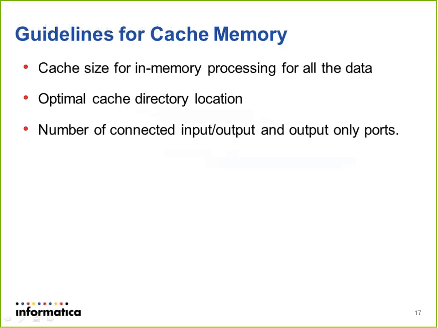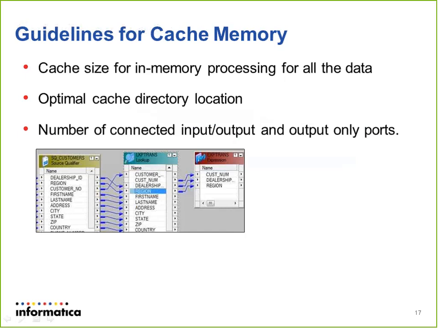Keep a tab on the connected input-output ports and output-only ports. For example, try to remove all unnecessary ports from lookup, creating a lookup override to fetch only those records which are actually required to perform the lookup.